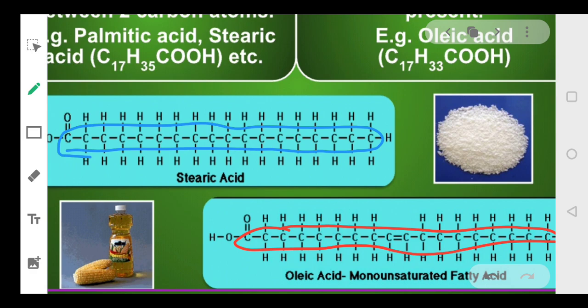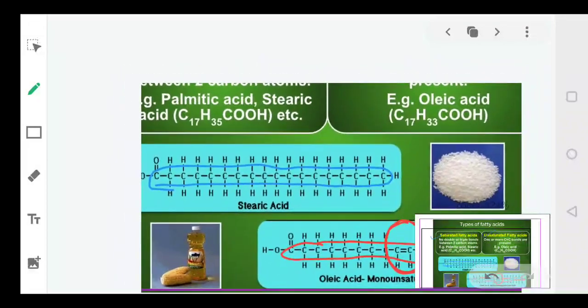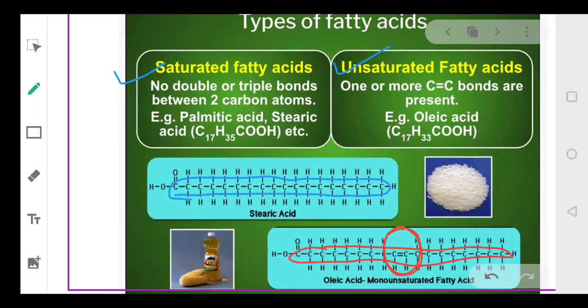Very good, exactly. See here, just look at here. There is a double bond present between the carbon atoms. So unsaturated fatty acid means the fatty acids where one or more double bonds are present between the carbon atoms. Those are referred to as your unsaturated fatty acids.